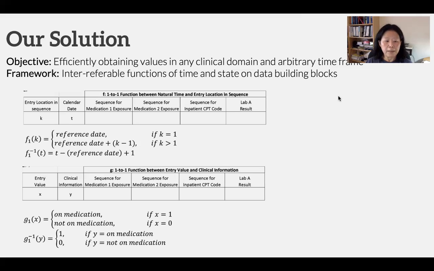The state function indicates how the information is represented and what it means clinically. For example, state function G1 maps 1 to mean on medication and 0 to mean not on medication. The state function can also be the identity function, like weight. The representation of weight is just weight in some unit. In the next slide, I will describe how we obtain the values of a TI-AV.